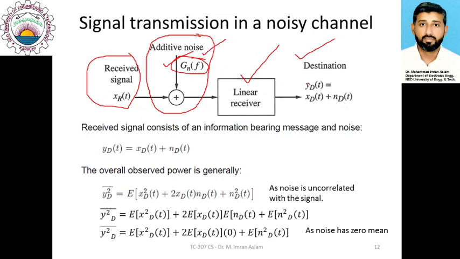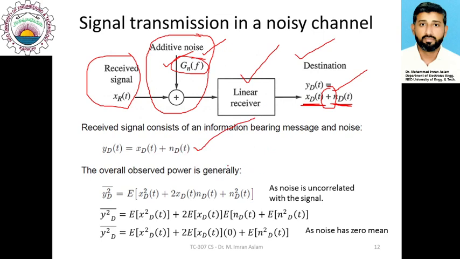So eventually the output would contain two components. One is the signal component, which is represented by x_d, and another is the noise component, which is represented by n_d. And we know that noise has an additive effect, so the output would be represented as x_d plus n_d.